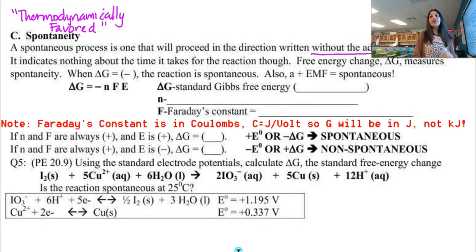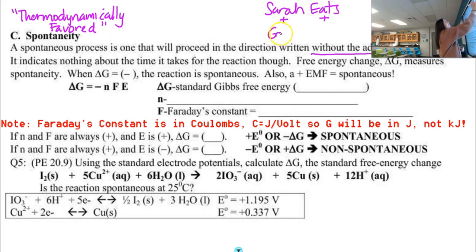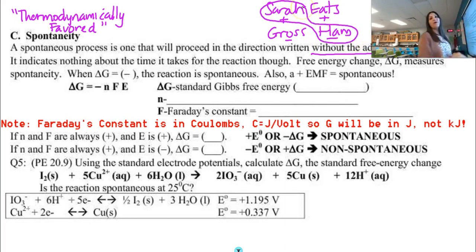We know that the free energy change, delta G, measures spontaneity, but we also have a couple other things that we can relate to spontaneity, and that's kind of what we're going to be talking about and showing today. So one of the things is, remember, Sarah eats gross ham. So if we have Sarah eats, we want both of these to be positive, and gross ham, negative, negative. Do not forget that Sarah, positive delta S, and a negative delta H separately do not indicate whether you have a spontaneous reaction or not. So those need to be tied together, but a negative delta G does, and so does a positive E cell.